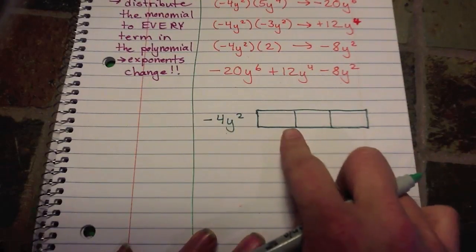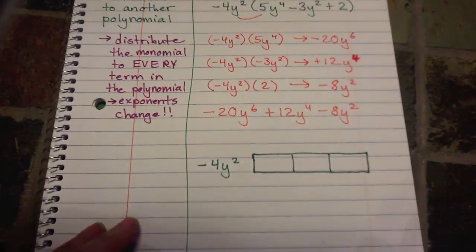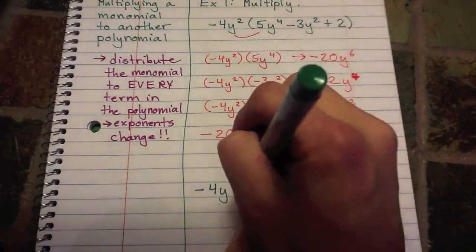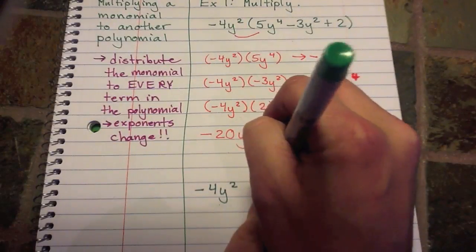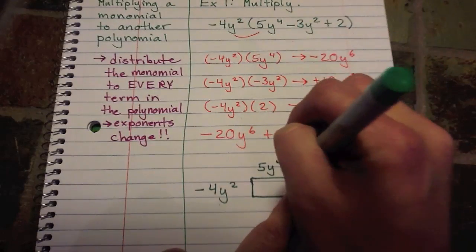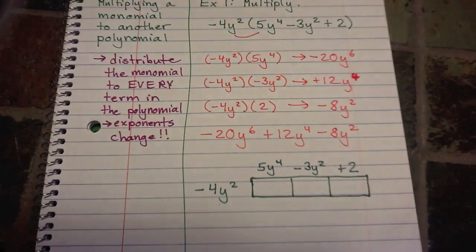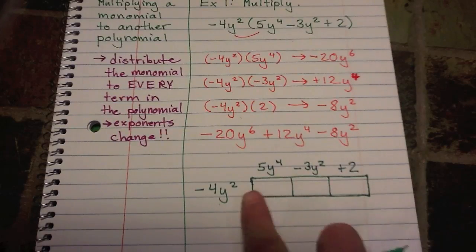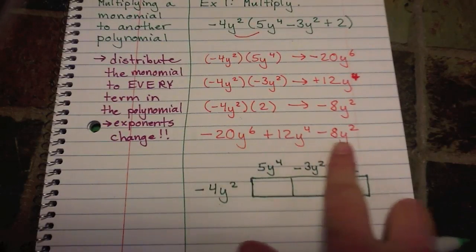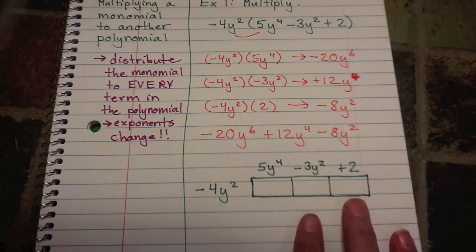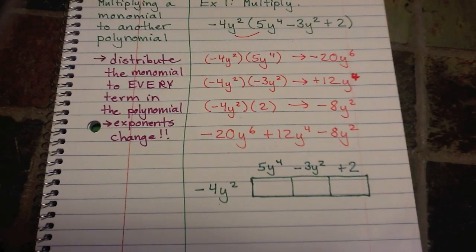Because you're going to be multiplying it to 3 terms, you would put those 3 terms up at the top here. So we have 5y to the 4th, and then we have a negative 3y squared, and then we have a positive 2. And now this just kind of helps you to make sure that you distribute to each term. It's the exact same idea as what we had here, but you've got this rectangle to kind of help you make sure everything is distributed to.